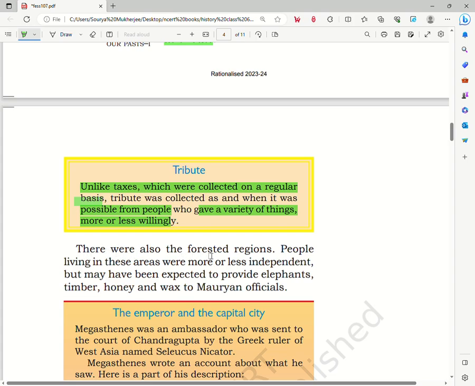There were also forested regions. People living in these areas were more or less independent, but they may have been expected to provide elephants, timber, honey, wax to the Mauryan officials.